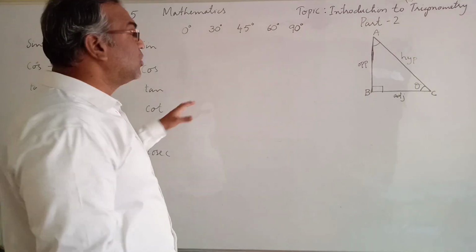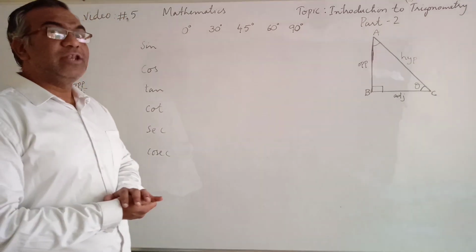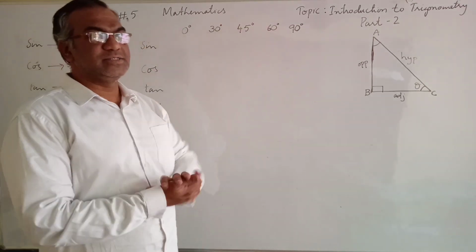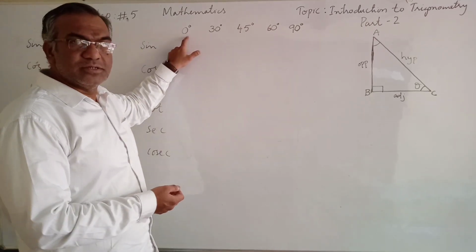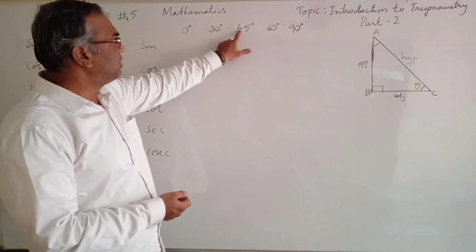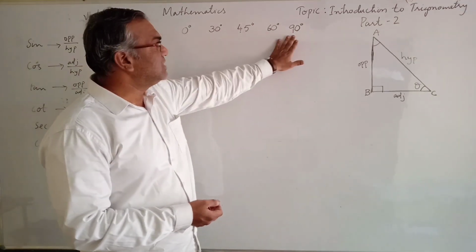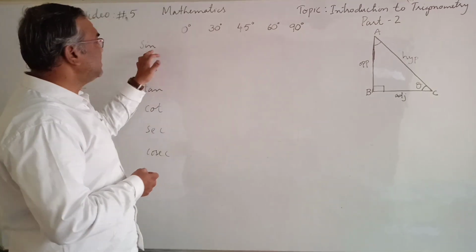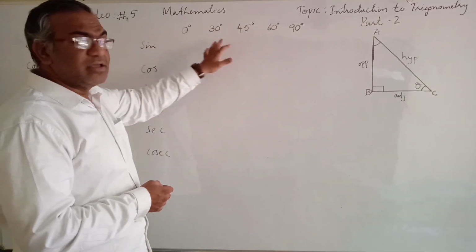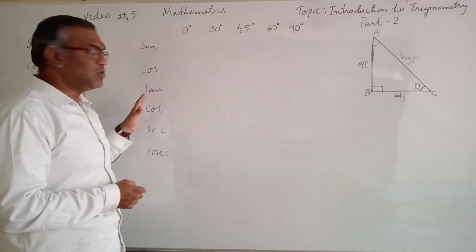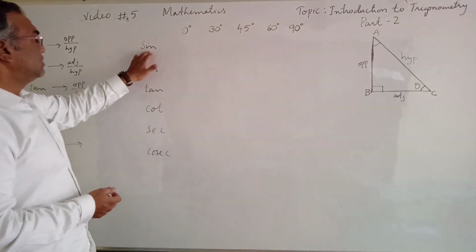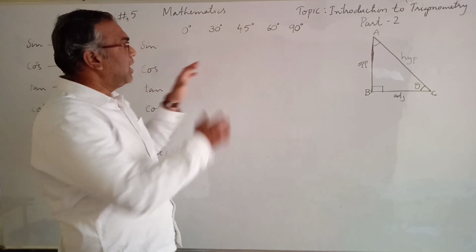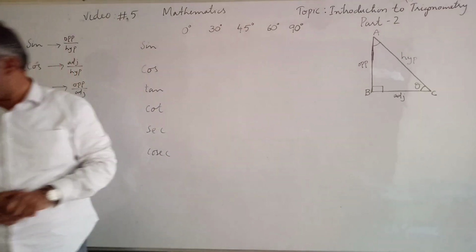and this time I am going to show you what are the values of trigonometric ratios of standard angles. These angles 0, 30, 45, 60, 90 degrees are called standard angles. Now let's see what are the values of these angles with the trigonometric ratios: sine, cos, tan, cot, sec and cosec. Sine 0, sine 30, sine 45, sine 60, sine 90. And how to remember the table, this also I will show you.